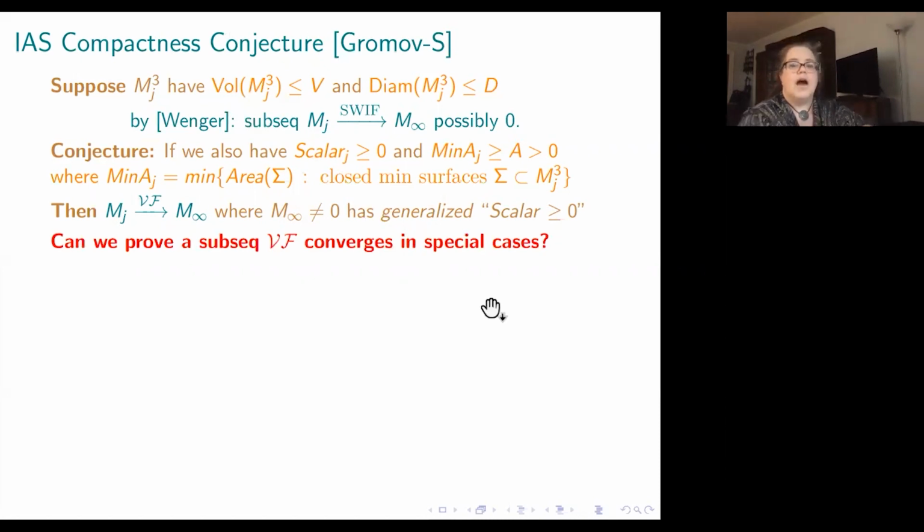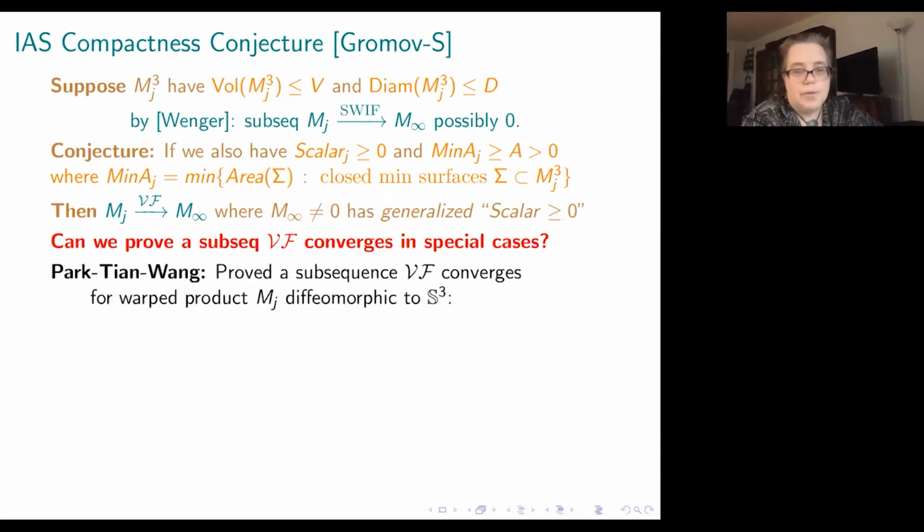Okay, good. All right, so can we prove a subsequence of volume preserving intrinsic flat converges in special cases? So actually this has been proven by Park, Tian, and Wang. They proved the subsequence converges in volume preserving intrinsic flat for warped products M_j diffeomorphic to S^3.